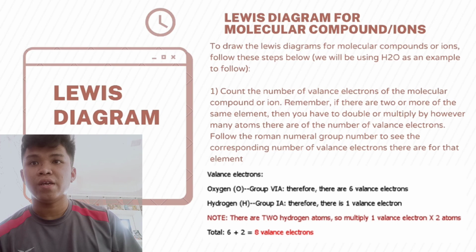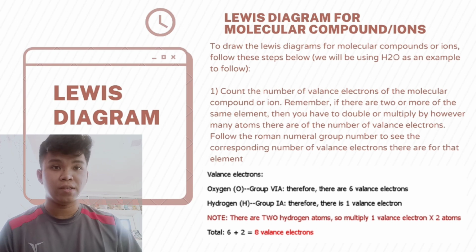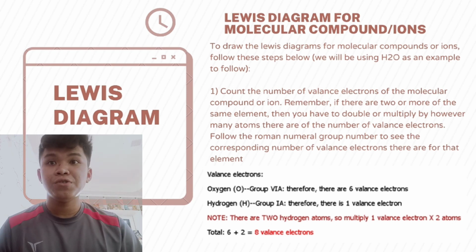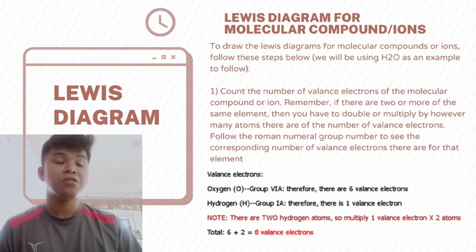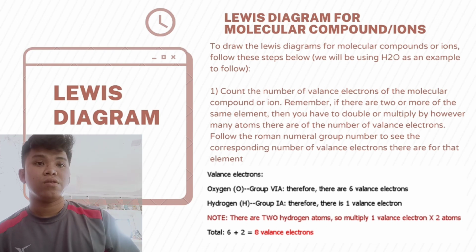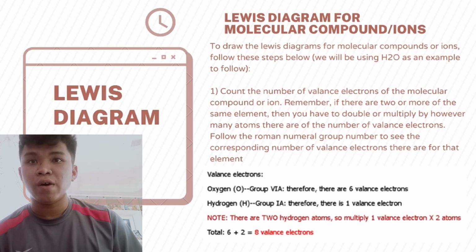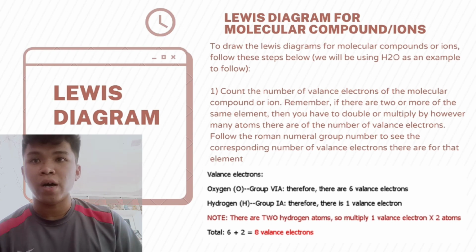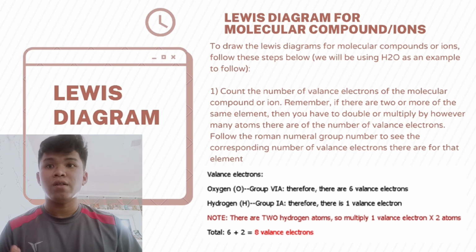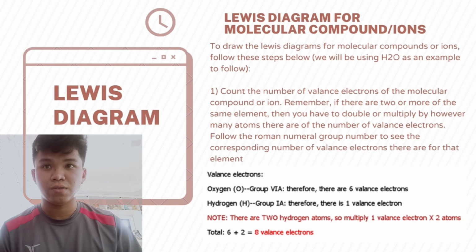Example, for oxygen, group 6A, therefore, meron siyang 6 valence electrons. Sa hydrogen, group 1A, therefore, meron lang siyang 1 valence electron. Note, remember guys, there are 2 hydrogen atoms, so multiply 1 valence electron times 2 atoms. So in total, there are 6 plus 2, so 8 valence electrons.